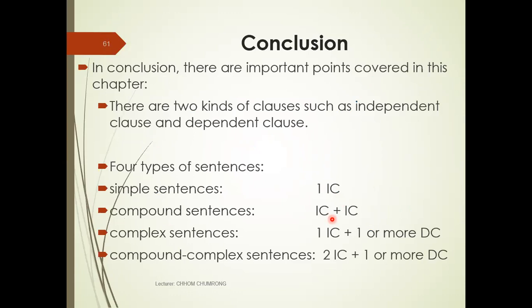There are three ways. First, we use a fanboy conjunction. Second, we use a conjunctive adverb. The third one we use a semicolon, right? Don't forget that. And a complex sentence is where we use one IC plus one or more DC. And then compound complex is where we use two IC plus one or more DC. This is about the types of sentence that you have to understand.